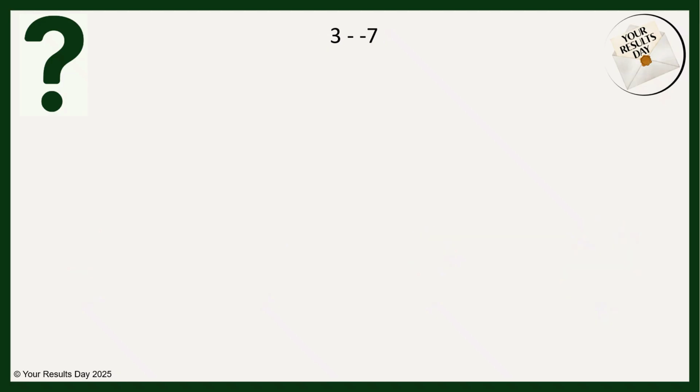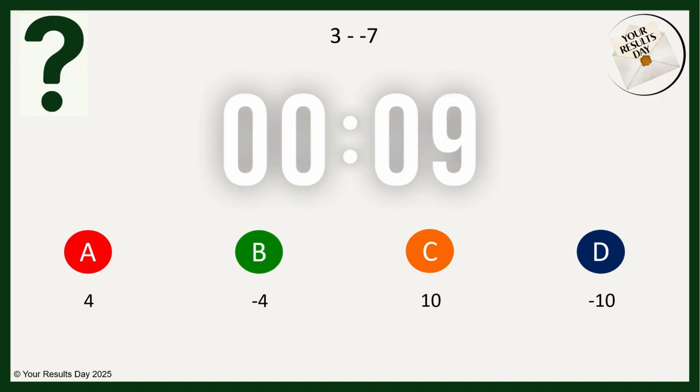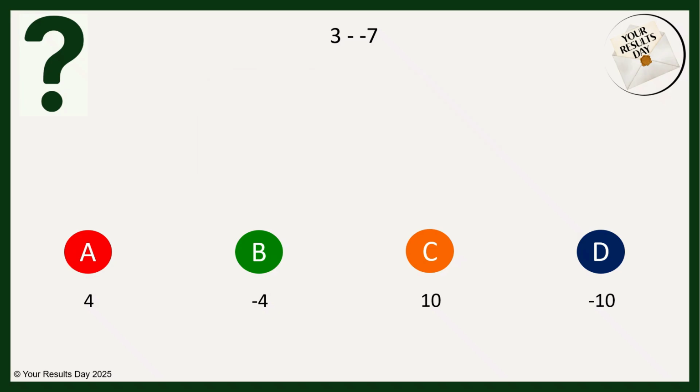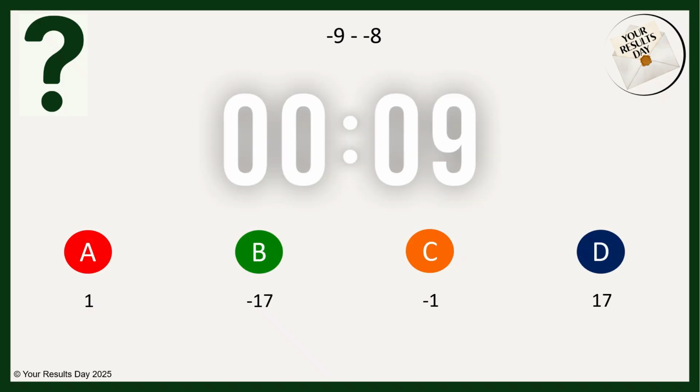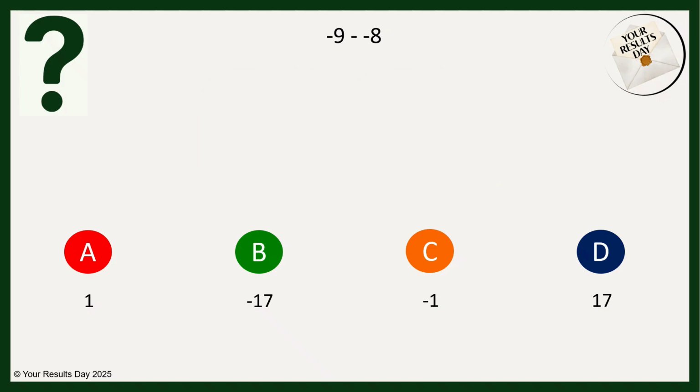Here's your next one. 3 take away negative 7. Here are your options. And the answer to that one was C, 10. A little bit trickier. We've got negative 9 subtract negative 8. That one was C, negative 1.